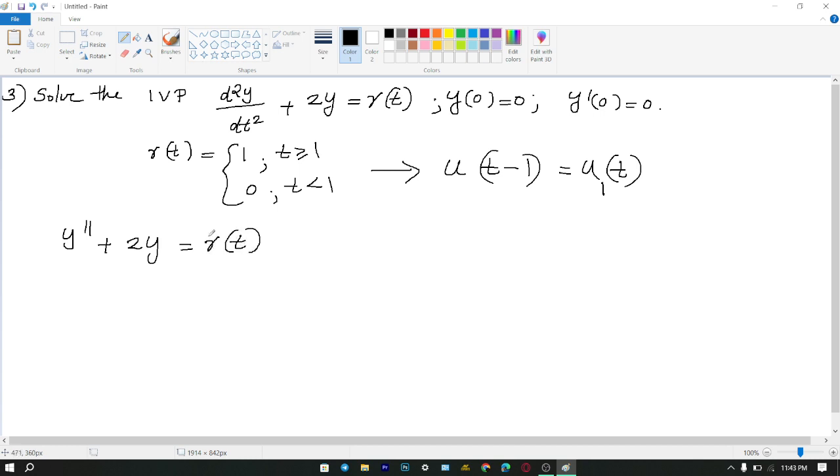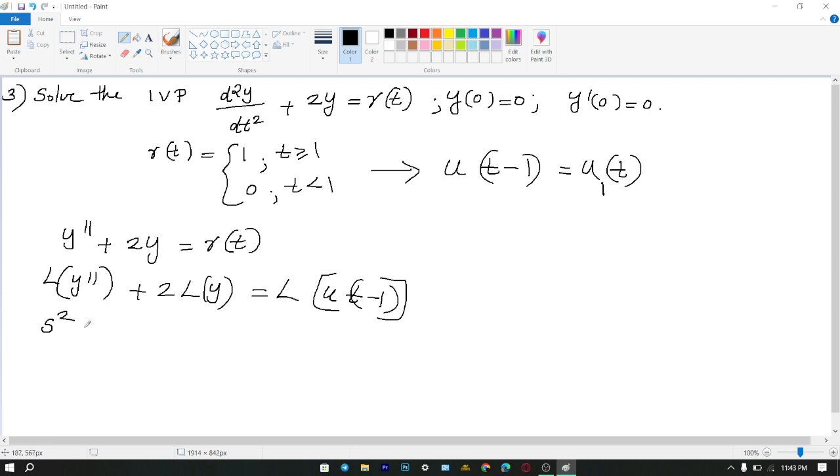Now we can take the Laplace transform on both sides. So L of y double dash plus 2 into L of y equal to L of r of t. R of t is the unit step function u of t minus 1. Now what is L of y double dash? The formula is s square into y of s minus s into y of 0 minus y dash of 0. Apply that formula, and here plus 2 into L of y. L of y is y of s.